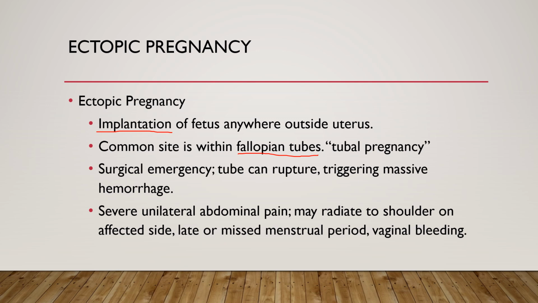Wherever it implants, it's a surgical emergency because when the developing fetus gets big enough, it ruptures whatever it's attached to, and then that causes massive bleeding. People with ectopic pregnancy can often have unilateral abdominal pain, kind of like appendicitis. It can radiate to the shoulder on the same side. They will often tell you something happened where they missed or had a severely abnormal light period. And if the ectopic pregnancy is in the right spot, you may have some vaginal bleeding.